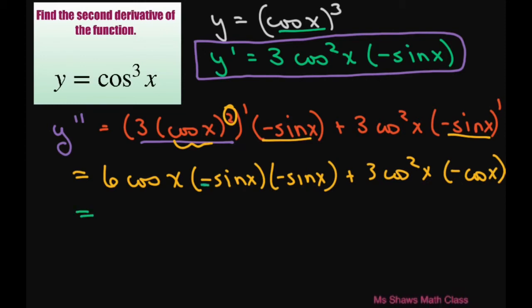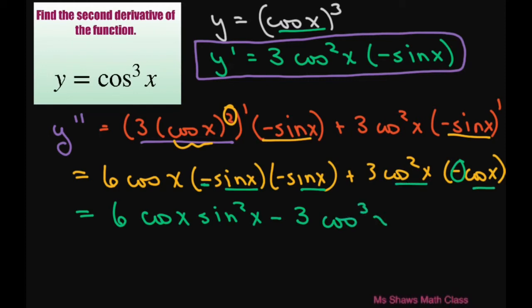All right, now all we have to do from here is simplify. So these, we have 2 negatives, that's going to be a positive. So this is going to be 6 cosine of x, and we have 2 sines. So that's going to be sine squared of x. We have this negative here, so that's going to be minus 3 cosine, and we have 2 here and 1 here, so that's going to be cubed x.